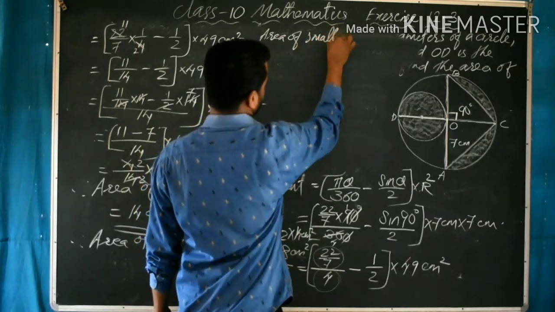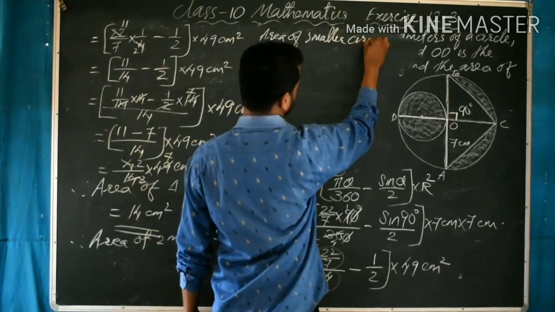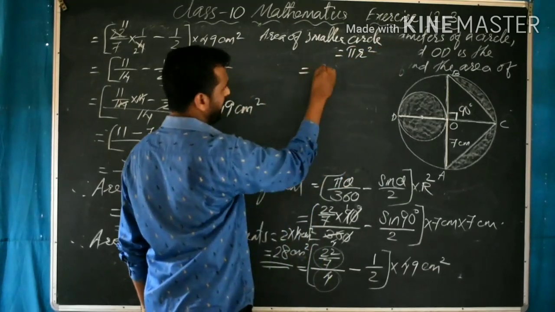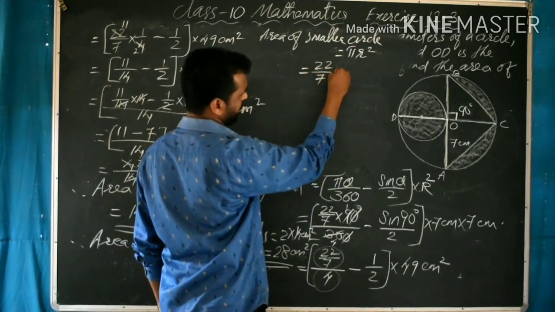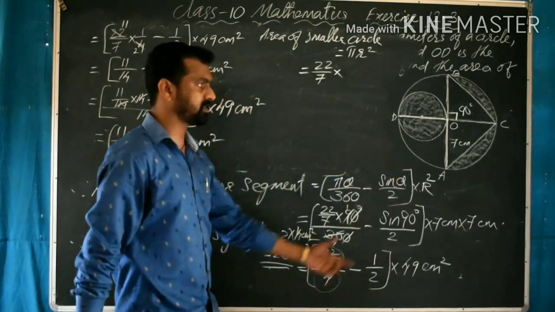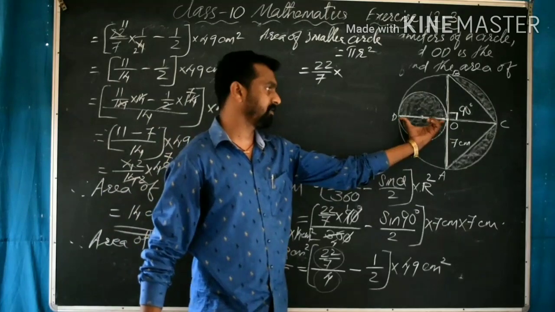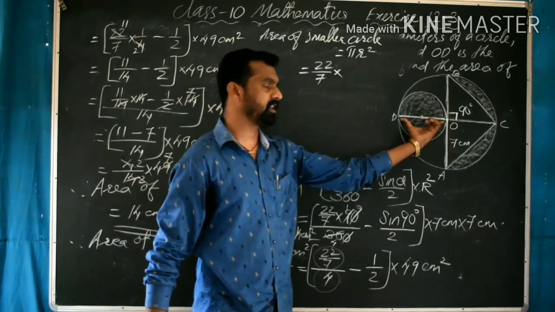Area of smaller circle is equal to pi r square, that is equal to, pi is 22 divided by 7 into the radius of the smaller circle. Already we have written there that the diameter of this smaller circle is OD, that is 7 centimeter.